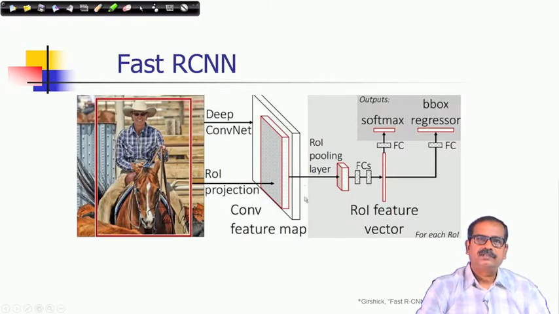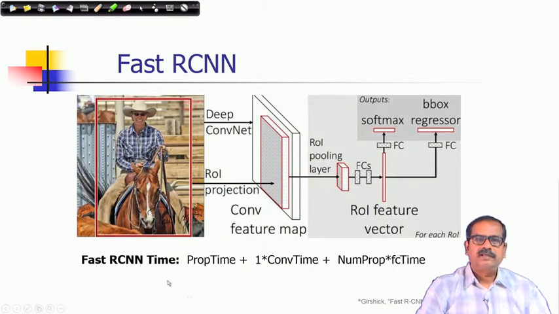It only uses the same convolutional neural network. So, given the image, it computes the whole feature set, then using the region proposals it pools those features and uses a classifier to classify the objects. So, the time here is the proposal time, which remains, and then since it is computing all the features only one time, the convolutional network is used only once. So, it is 1 times that time, but every proposal is separately classified. So, it is the number of proposals times the FC time.